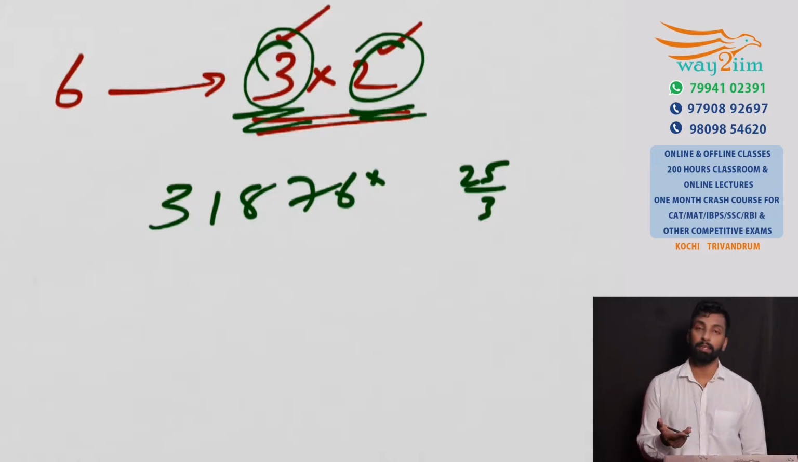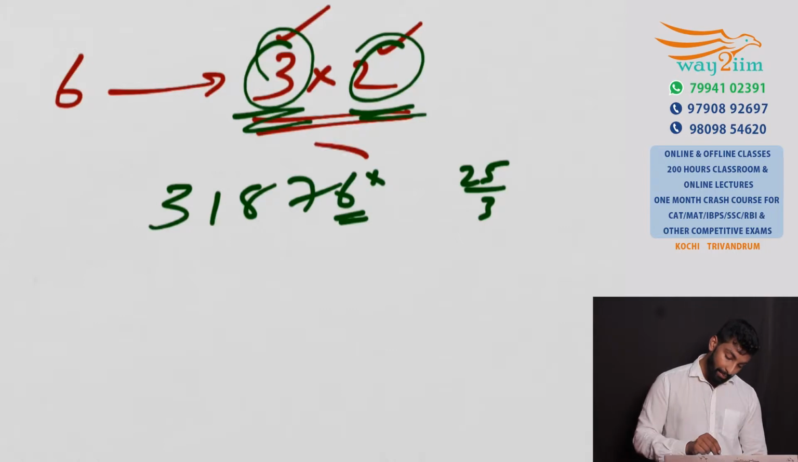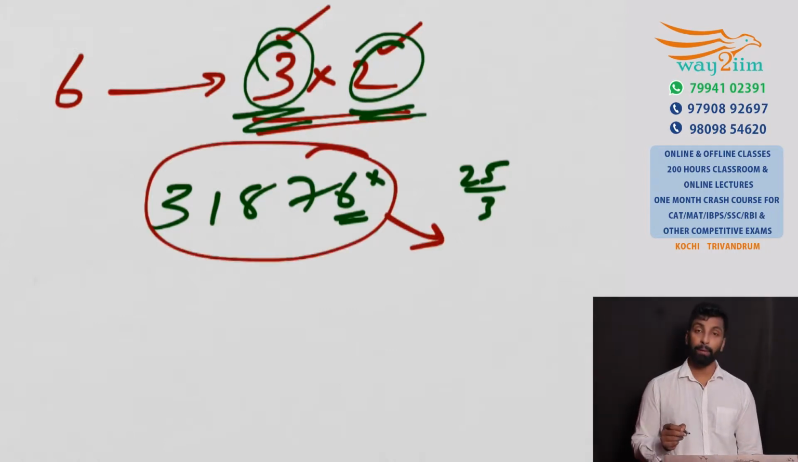So it is not divisible by 6 also, although it's an even number. Okay, so if they ask you what will be the next number after this number which is divisible by 6, I am looking for an even number. At the same time, I am looking for a number divisible by 3. So when I took the sum, I got 25.